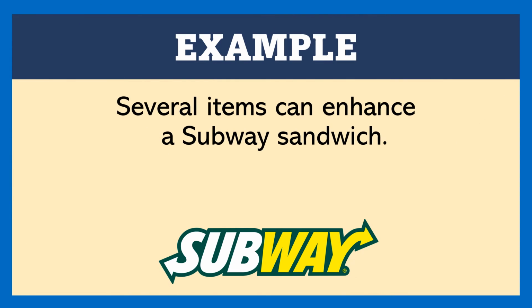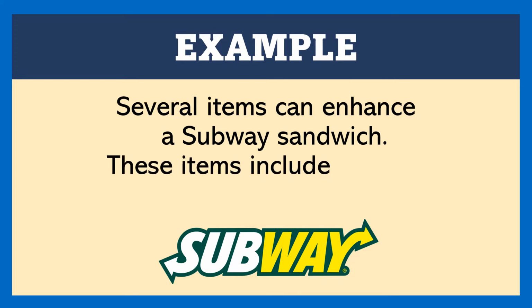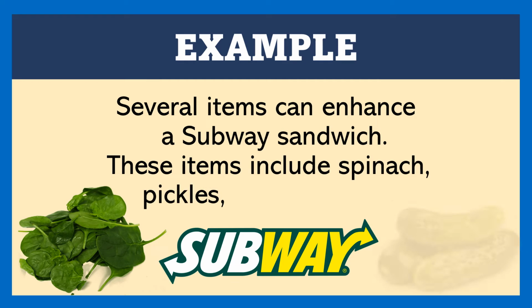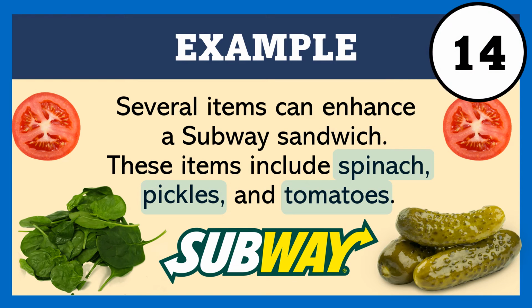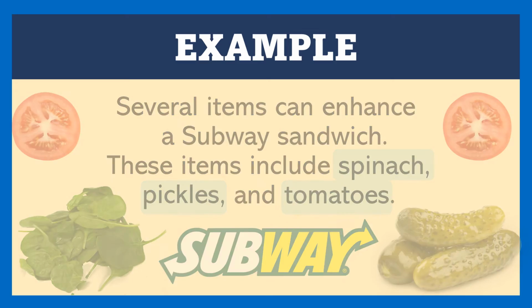Let's take a look at another example. Several items can enhance a Subway sandwich. Period, full stop, end of sentence. These items include spinach, comma, pickles, comma, and tomatoes. So we've got three items: spinach, pickles, and tomatoes. Now, in all, there's 14 words here again. That's a lot of words. We have these items referring back to the several items mentioned in the first sentence. So we can definitely do something to reduce word count and make this more concise by adding an interjection.